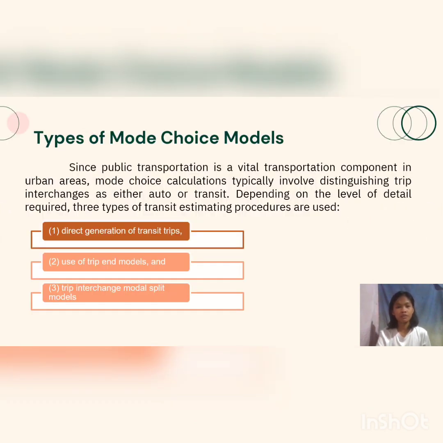Types of mode choice models. Since public transportation is a vital transportation component in urban areas, mode choice calculations typically involve distinguishing trip interchanges as either auto or transit. Depending on the level of detail required, three types of transit estimating procedures are used. First is the direct generation of transit trips. Second, use of trip end models. And third, trip interchange models.